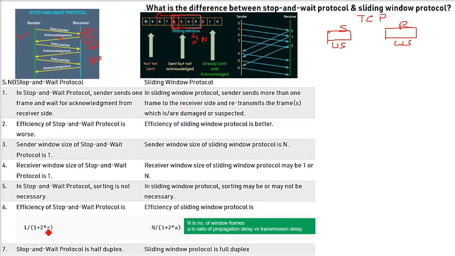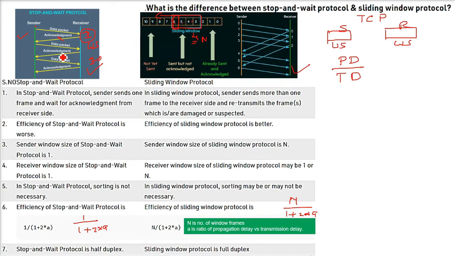The efficiency of stop and wait protocol is 1 by 1 plus 2 into A. A is the ratio of the propagation delay and transmission delay. This comes while making the frame and sending. And the efficiency of sliding window protocol is n by 1 plus 2 into A. A is the ratio of propagation delay versus transmission delay, and n is the number of window frames.